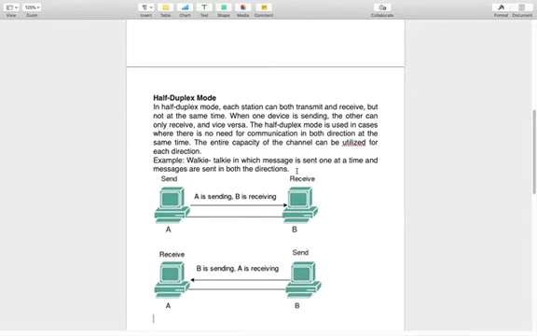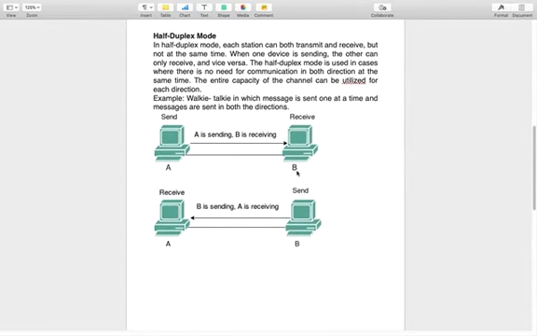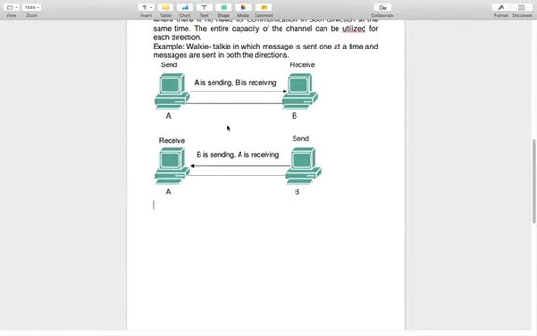It is also used in a train system, where a guard and the train driver can communicate with each other but they cannot communicate simultaneously. And in police, where they can receive or give the signal to their colleagues. So this is a diagram where the sender is sending the data and the receiver is receiving the data. That time it is one way.